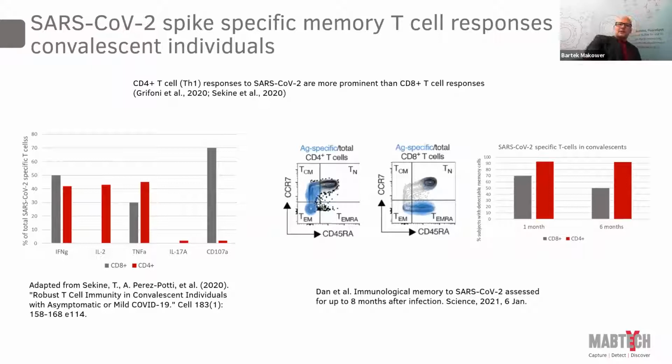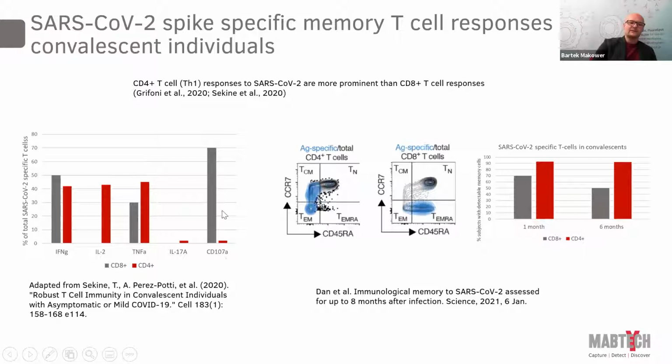Looking more in depth at SARS-CoV-2 spike-specific memory T cell responses, which is relevant since all the vaccines now coming, which have been launched or are close to launch, are against spike. One thing we can see is that the CD4 T cell response is more prominent than the CD8 T cell response. Starting on the left, CD8 and CD4 both make interferon gamma, only CD4s make IL-2, both make TNF alpha, and not much IL-17.